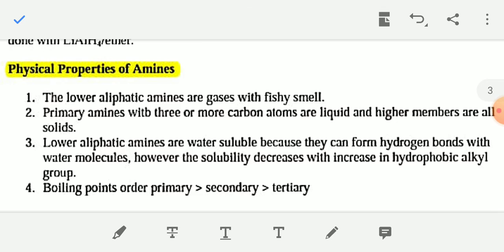Physical properties of amines means their boiling point, melting point, their smell, and solubility in water. Lower aliphatic amines are water soluble because they can form hydrogen bonds with water molecules. However, the solubility decreases with increase in hydrophobic alkyl group. Similarly, the boiling point of primary amine is greater than secondary amine, greater than tertiary amine. This is due to intermolecular hydrogen bonds formed between the amine molecules.